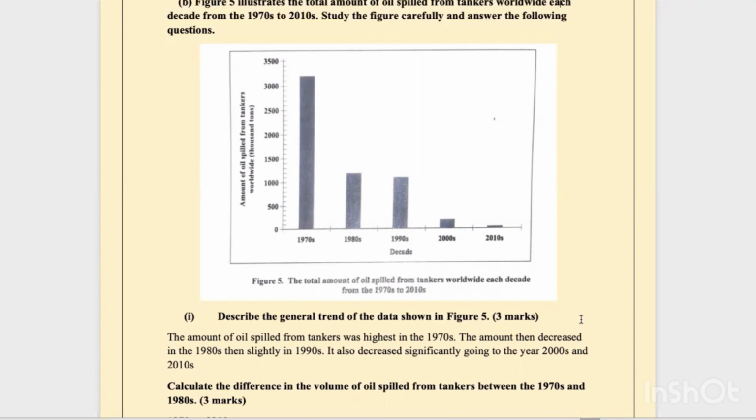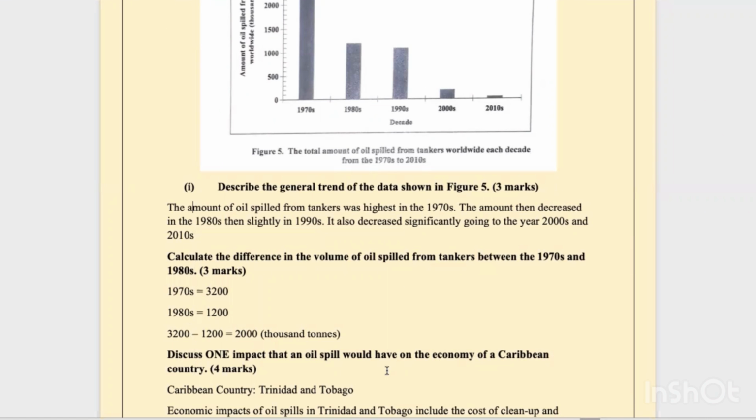We're seeing that, firstly, the amount of oil spilled from tankers was highest in the 1970s, right? During that 10-year period. And then we can see that overall, there was a decrease in the amount of oil spilled from tankers as you move throughout the decades. Next question, calculate the difference in the volume of oil spilled from tankers between the 1970s and the 1980s.